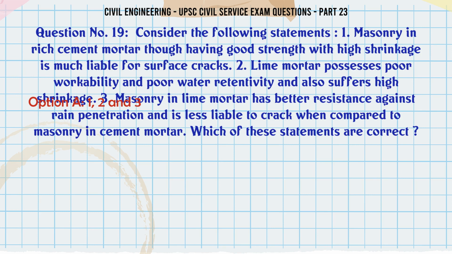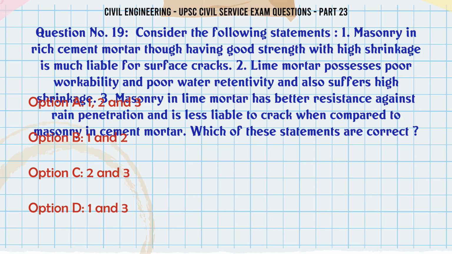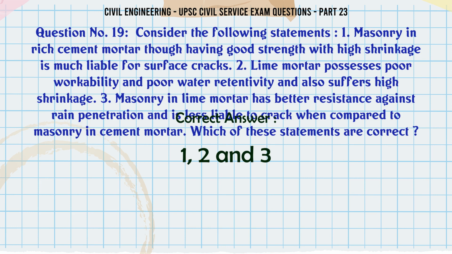Consider the following statements. 1. Masonry in cement mortar, though having good strength with high shrinkage, is much liable to surface cracks. 2. Lime mortar possesses poor workability and poor water retentivity and also suffers high shrinkage. 3. Masonry in lime mortar has better resistance against rain penetration and is less liable to crack when compared to masonry in cement mortar. Which of these statements are correct? A. 1, 2, and 3. B. 1 and 2. C. 2 and 3. D. 1 and 3. The correct answer is 1, 2, and 3.